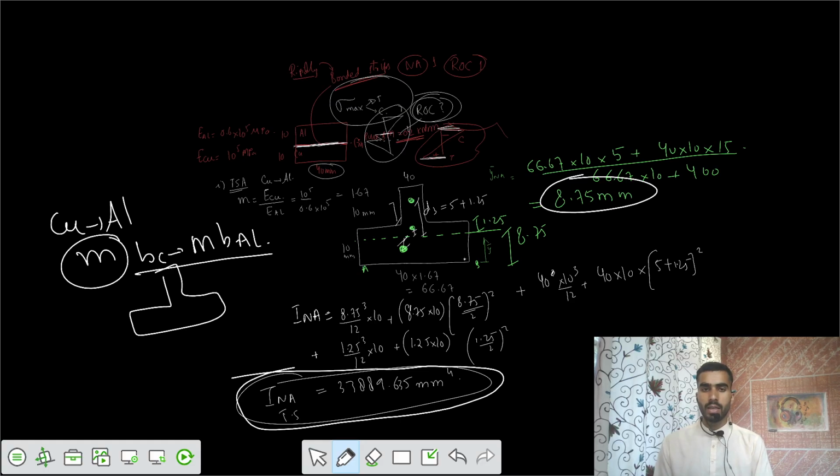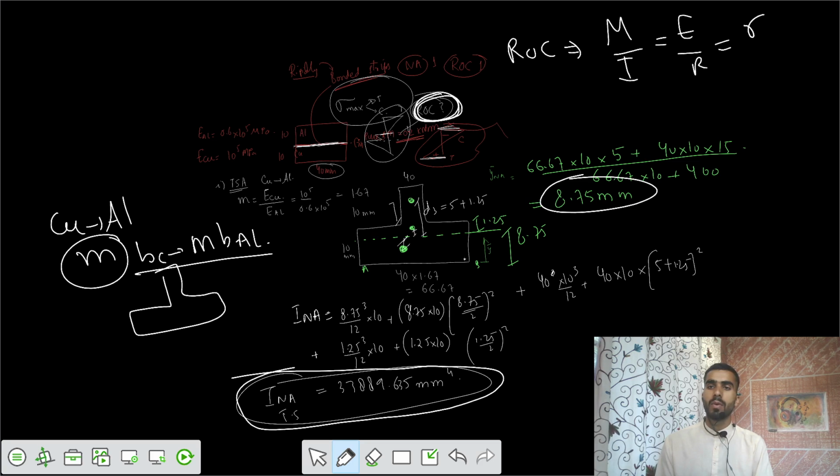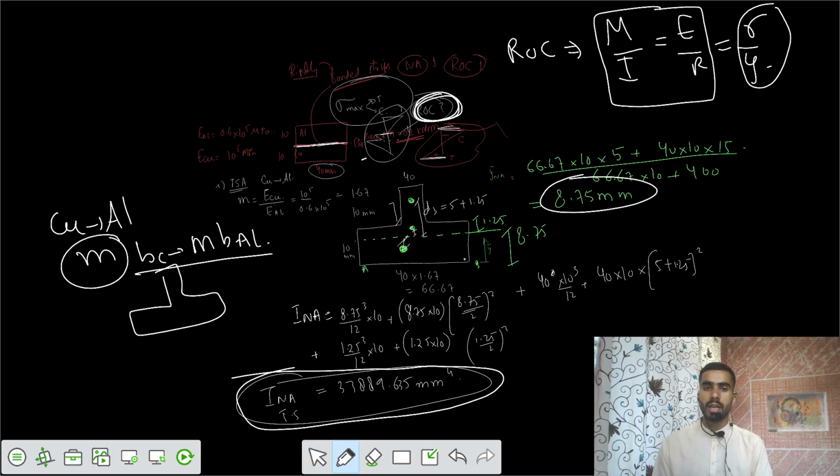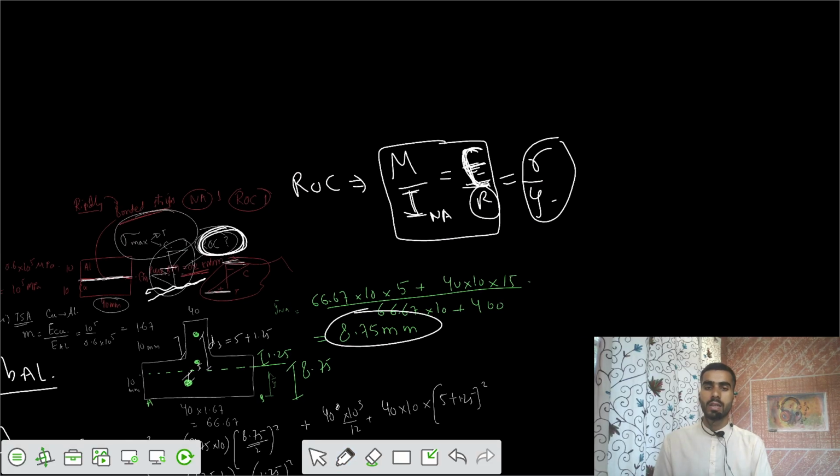Now you need to find the radius of curvature. The problem says to get the value of the radius of curvature. Do you know the equation of the flexural formula? M by I, E by R, sigma by y. Initially we don't know the value of stresses, but we know the moment provided to you: a pure bending moment of 0.2 kilonewton meter. I_NA I also know. Radius I need to find, and I have converted it into equivalent E of aluminum. So can I use this equation? I think so, we can use this equation.